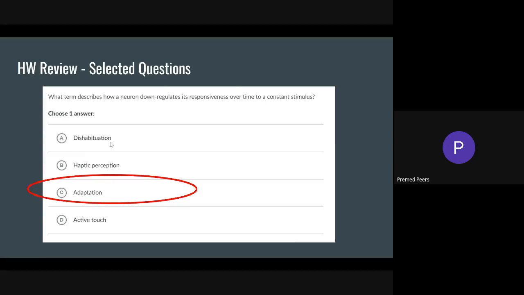Dishabituation is kind of the opposite, where you no longer have desensitization to whatever stimulus we're talking about. And then adaptation is specifically referring to the neural processes behind this. So what's going on in your brain and in your nervous system, rather than the behavioral side of things. Any questions over that? All right, if not, we can move on.